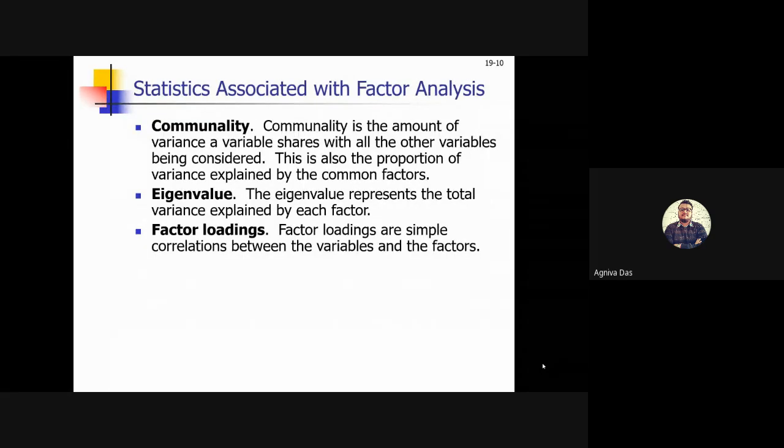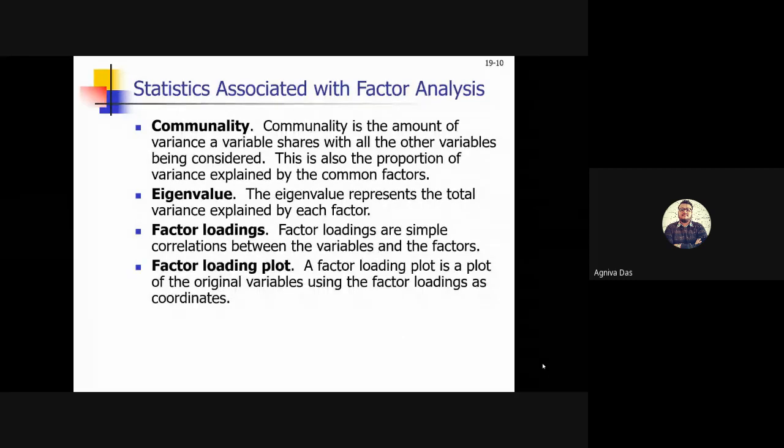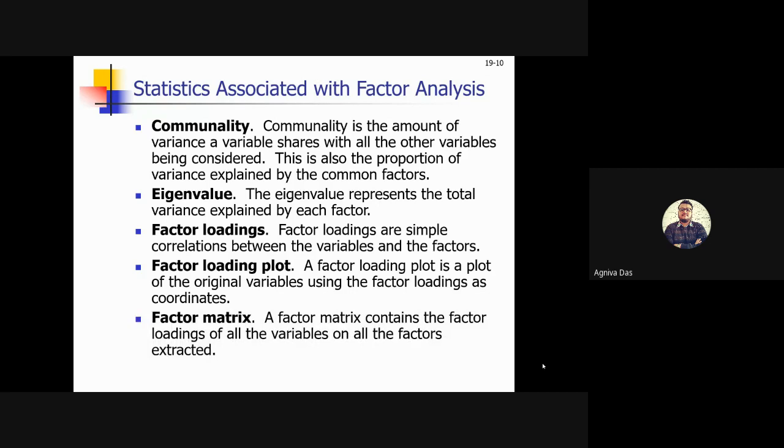The factor loadings are simple correlations between the variables and the factors themselves. And we will also look at a loading plot where we will look at how much loading the original variable has to a particular factor, right? And similarly, we will also look at a factor matrix, which contains the loadings of all variables and all factors extracted. And basically, on the basis of the factor matrix only, we'll see how a factor loading plot is made.